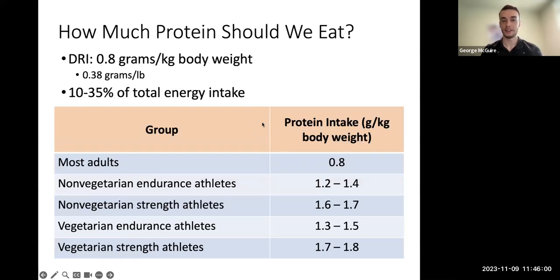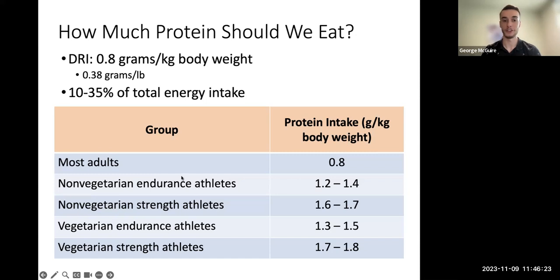So for instance, different types of athletes. Incorporating an exercise routine into your daily regimen, and depending on whether or not you eat meat, is going to contribute to how much protein you should be consuming. So for most adults, it is that general 0.8 grams per kilogram as far as the DRI, the recommended amount of protein you should be consuming.